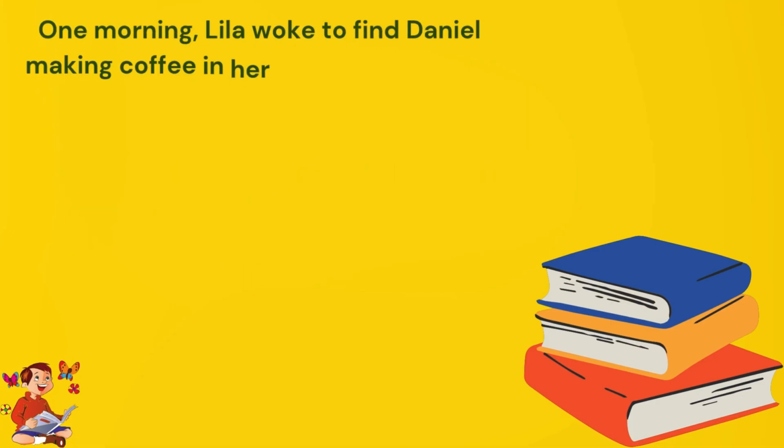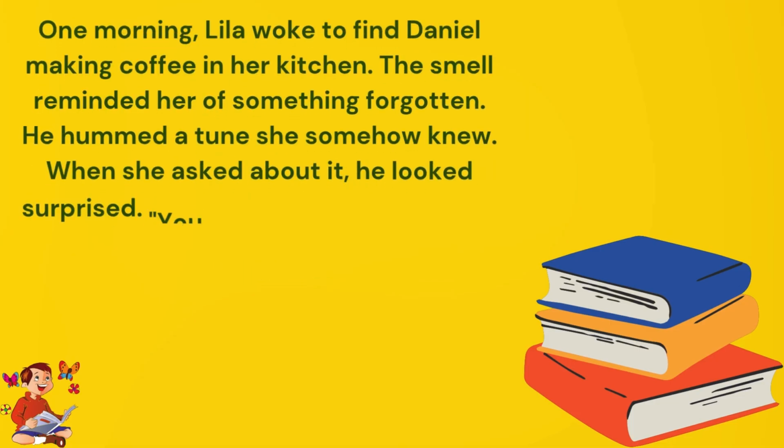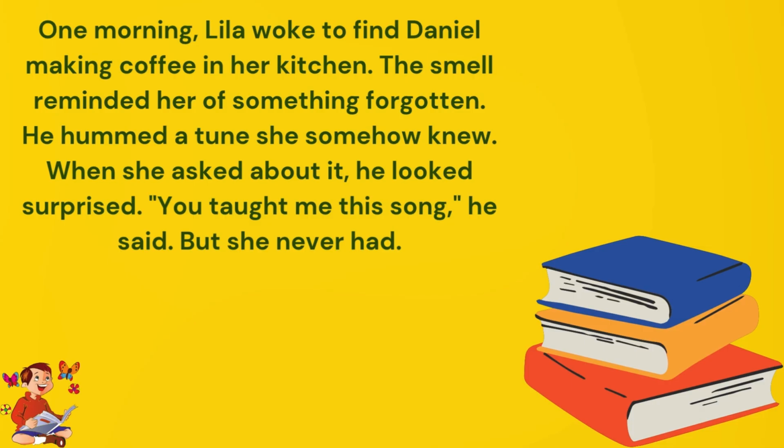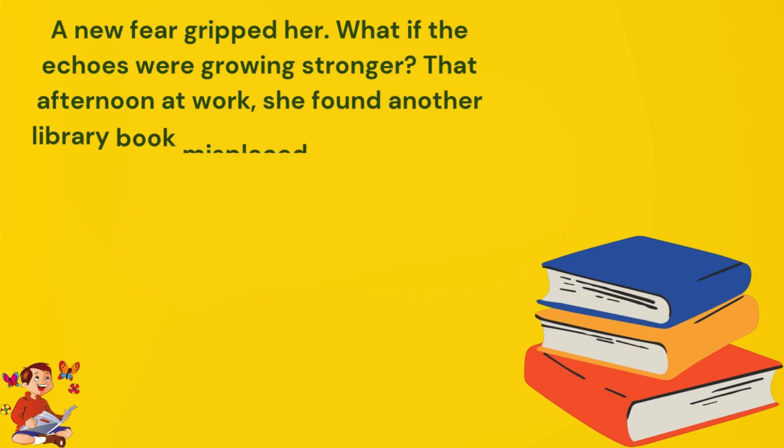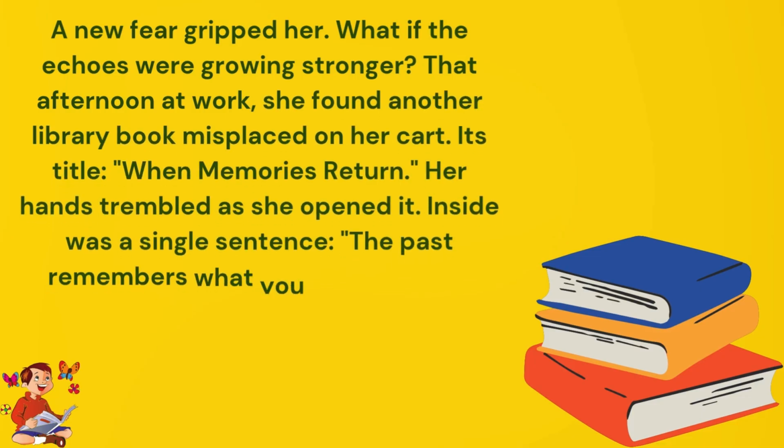One morning, Lila woke to find Daniel making coffee in her kitchen. The smell reminded her of something forgotten. He hummed a tune she somehow knew. When she asked about it, he looked surprised. "You taught me this song," he said. But she never had. A new fear gripped her. What if the echoes were growing stronger?